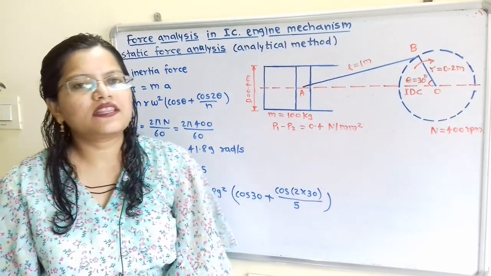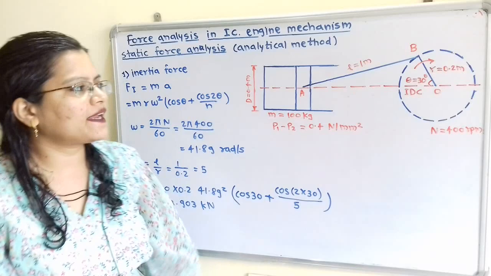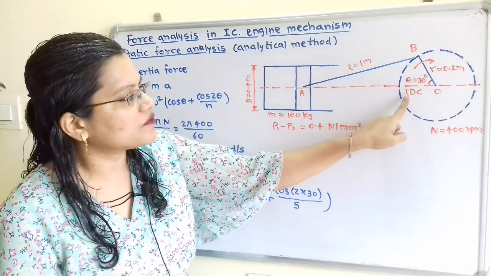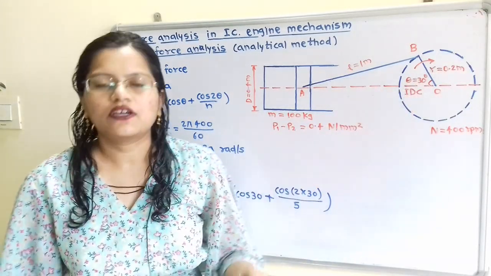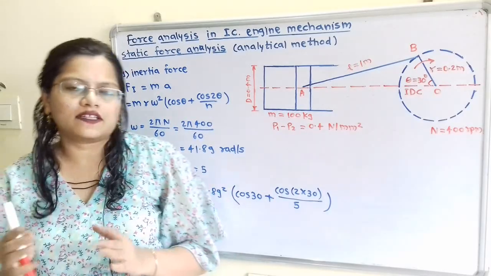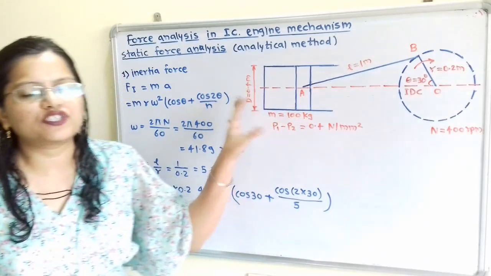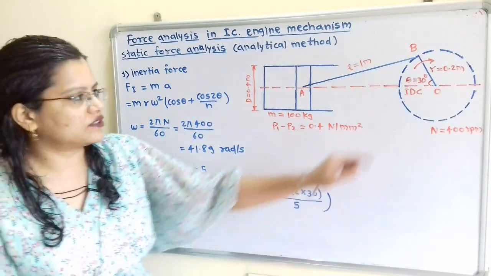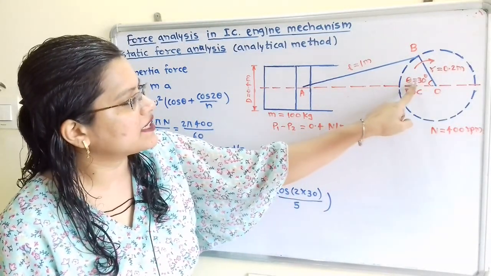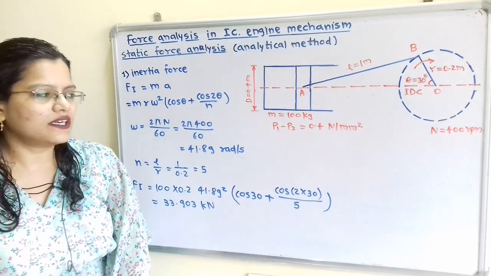Now it is mentioned that the crank rotates through an angle of 30 degrees from this inner dead center. So whenever inner dead center and outer dead center is mentioned in question, that means this is the question for the horizontal engine. So we have to mention here angle theta is equal to 30 degree.